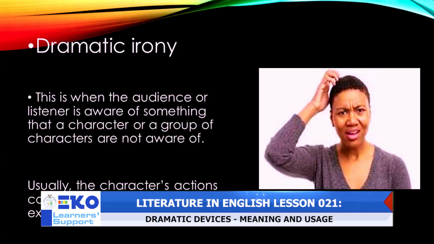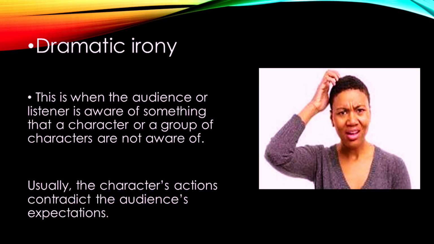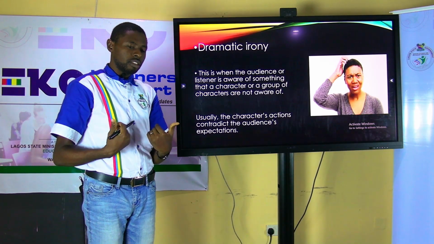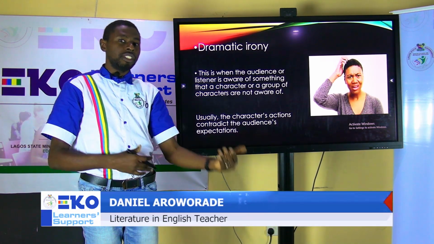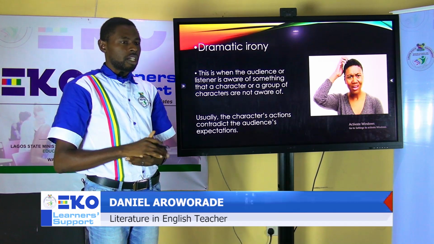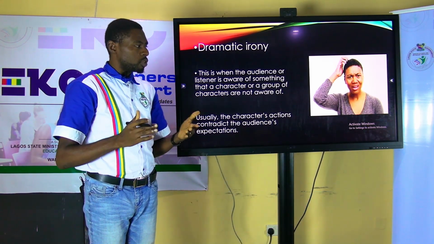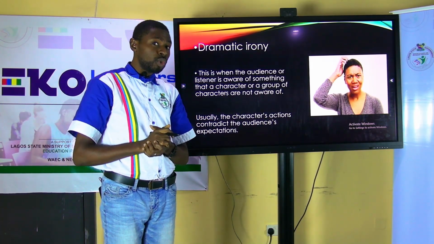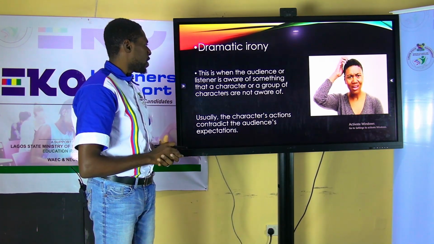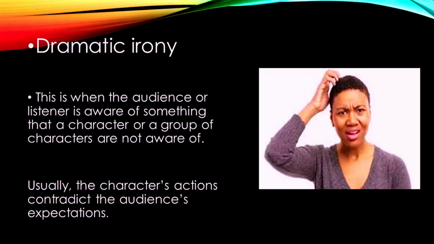What is dramatic irony? This is when the audience or the listener is aware of something that a character or group of characters are not aware of. When the audience or the reader knows something that the characters on stage do not know, you see, the playwright has used the device known as dramatic irony. And note that usually the character's actions contradict the audience's expectations.